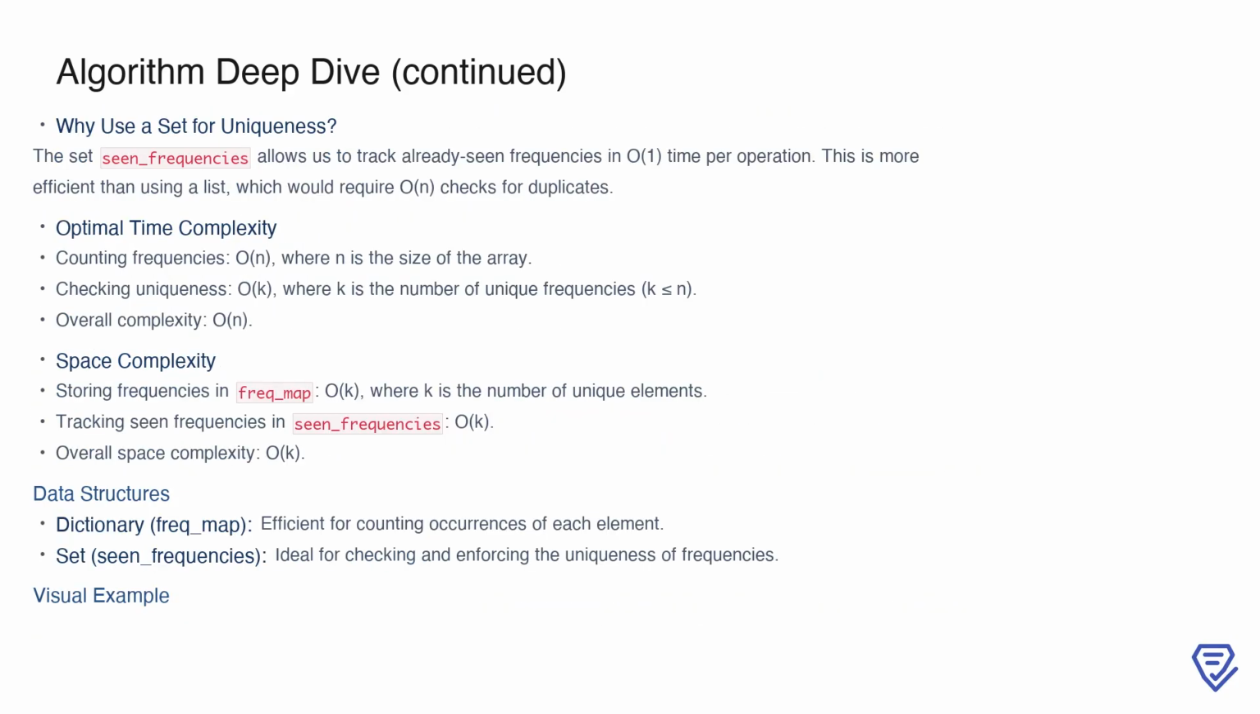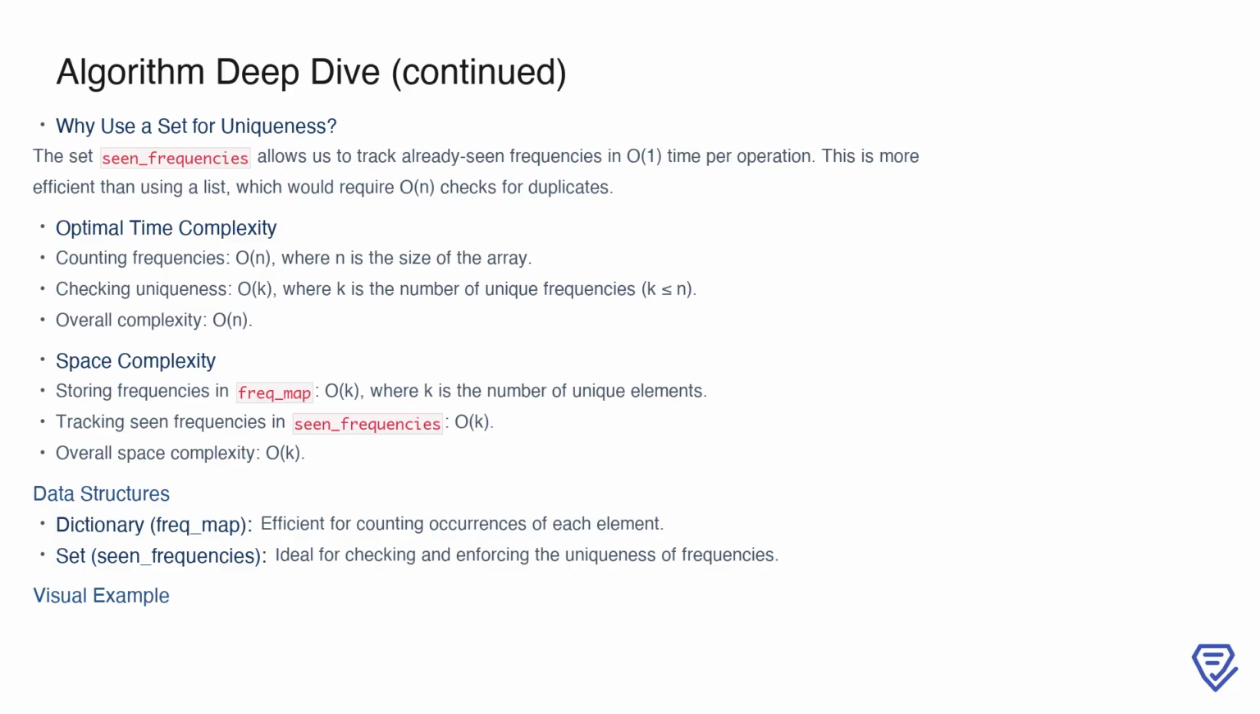Now, let's discuss why we use specific data structures in this algorithm. The dictionary frequency_map is particularly useful because it allows us to count the occurrences of each element in O(n) time, where n is the size of the array. Each insertion or update operation in a dictionary is O(1), making it highly efficient. Similarly, the set seen_frequencies is ideal for tracking already seen frequencies because it allows O(1) membership checks. This is much faster compared to using a list, which would require O(n) checks for duplicates.